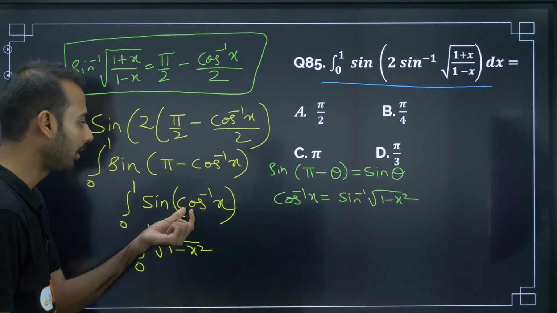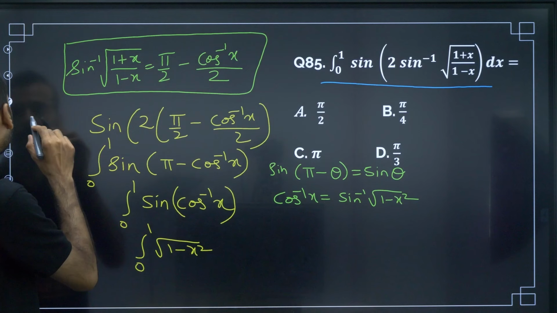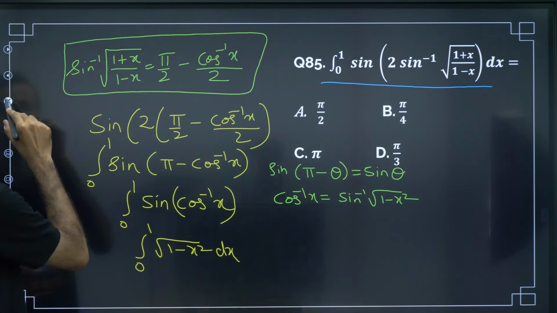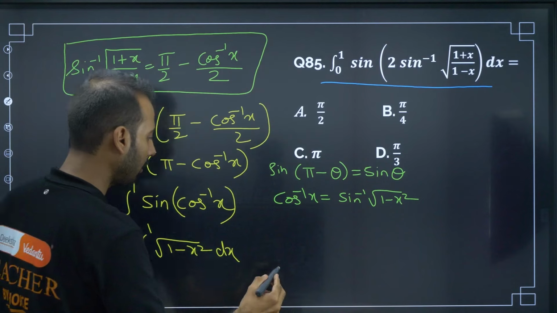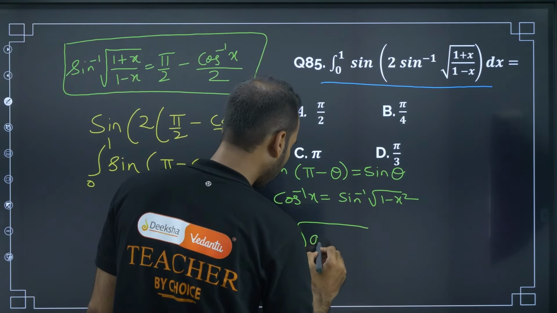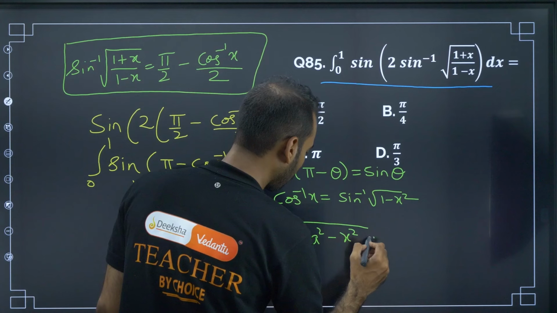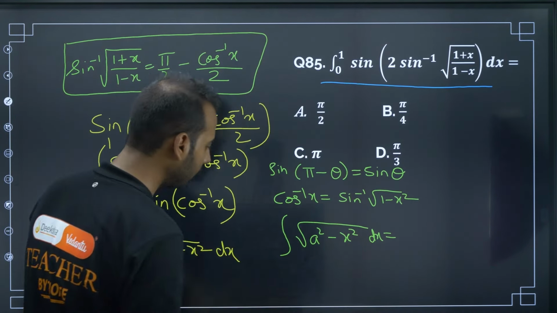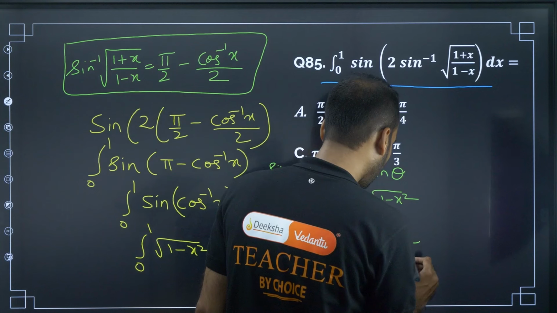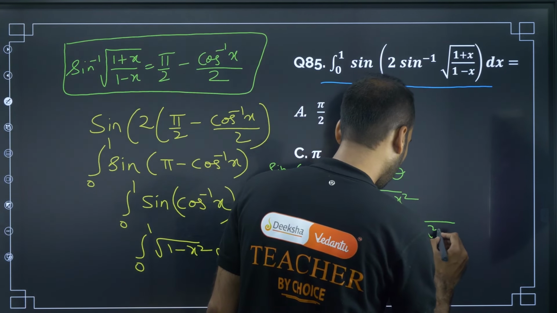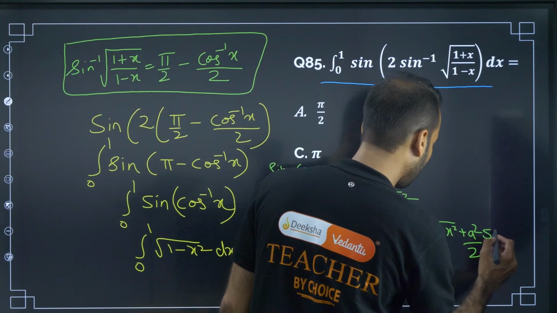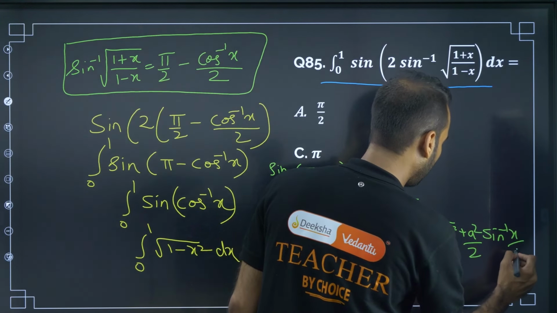So sine of sine inverse, and this is next. Moving on to next, dx. Now again one more integration, a standard integration formula you should be knowing. Integration of root of a square minus x square dx is equal to x by 2 root of a square minus x square plus a square by 2 sine inverse of x by a plus c.